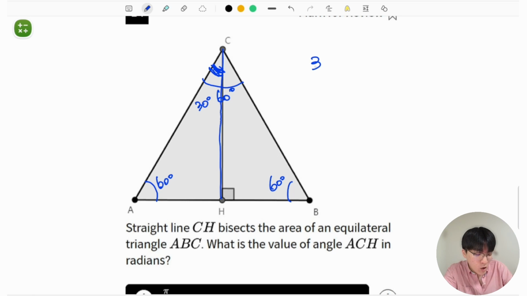Now, all we need to do now is change this 30 degrees into radians. How do we do that? We have to multiply by pi over 180. This is the conversion metric.